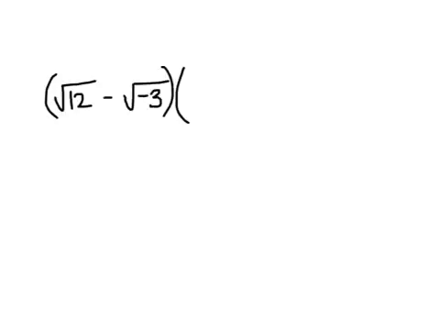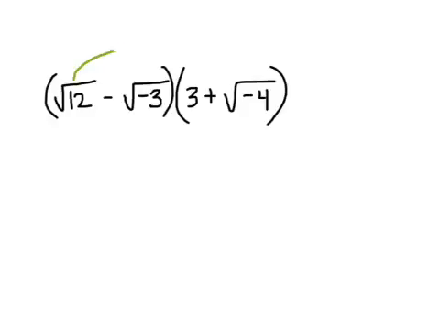Then, along the same kind of concept, if we have the square root of 12 minus the square root of negative 3, and 3 plus the square root of negative 4, we can do this one of two ways. We can take the i's out first, or we can take the i's out afterwards. It does not matter. Me personally, I like to do it afterwards.